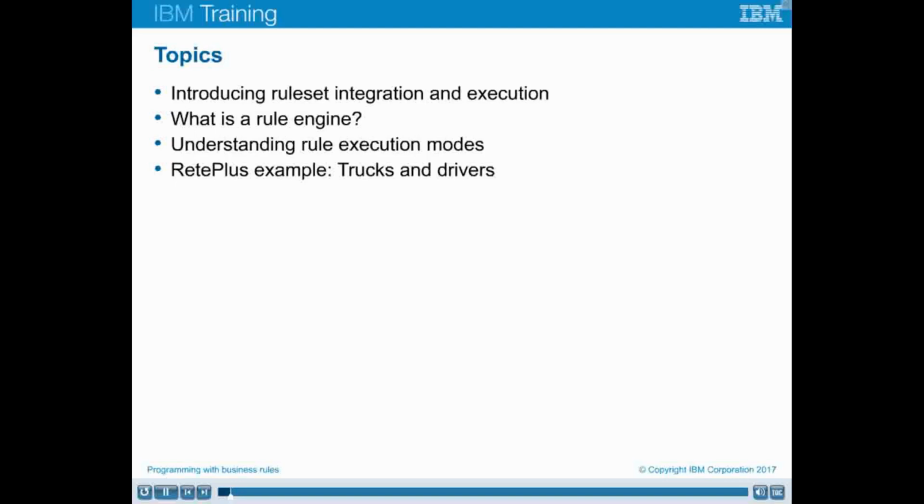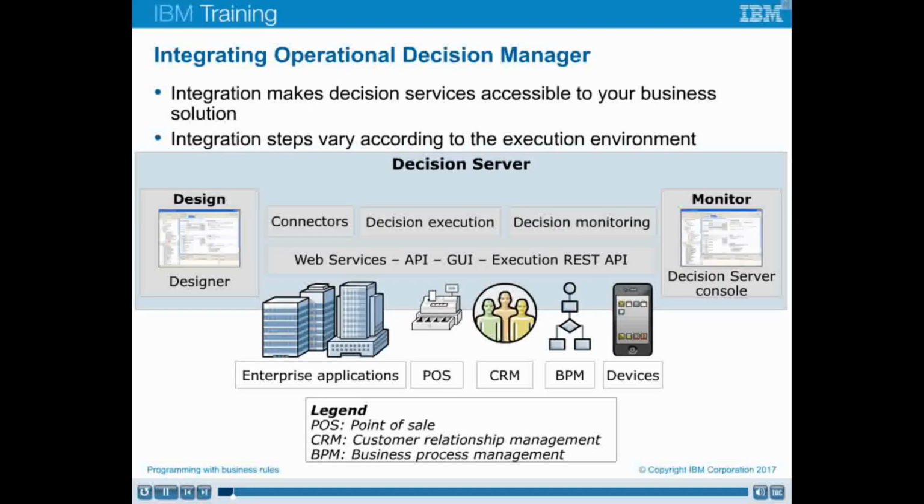We'll start with the first topic in our unit, introducing rule set integration and execution. The objective of integration is to make the decision service accessible to your enterprise applications and business solutions. Integration of ODM means that the business logic, which is embodied by the decision service, can be easily updated and made available in your execution environment, so that accurate, up-to-date decisions are returned to whichever business system, process, or device triggered the decision request. The steps for integration vary depending on your execution environment.